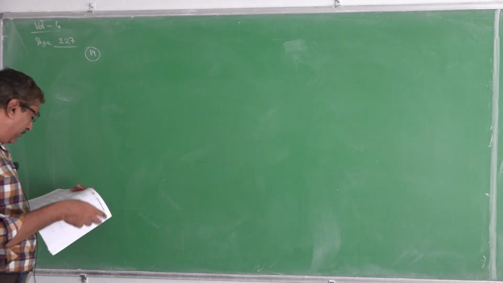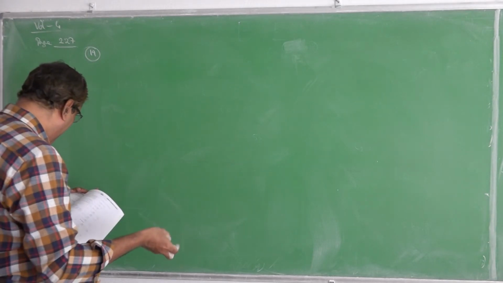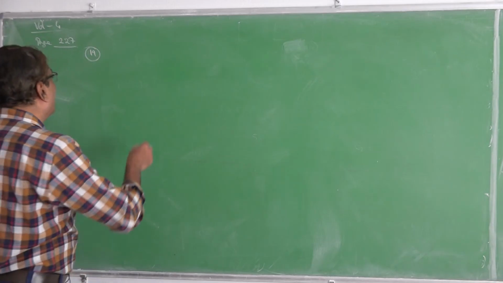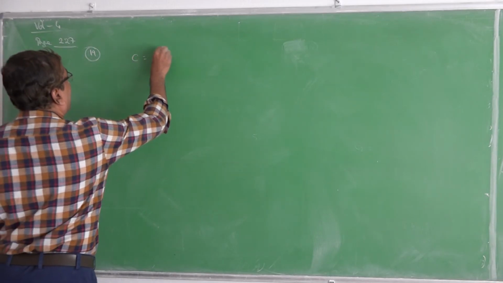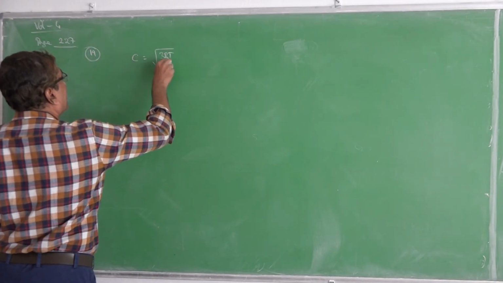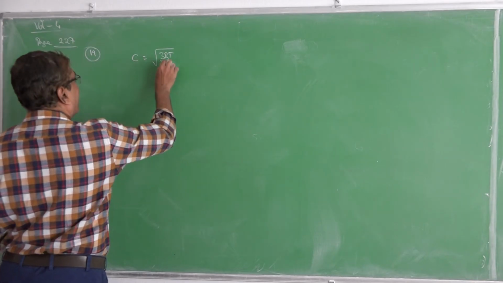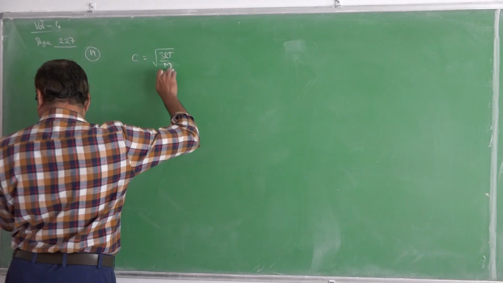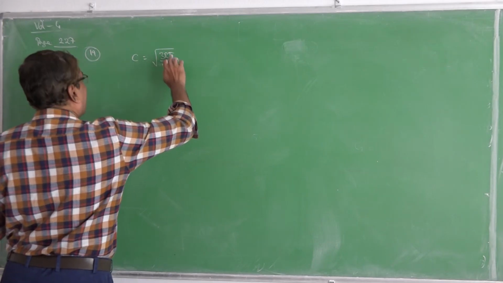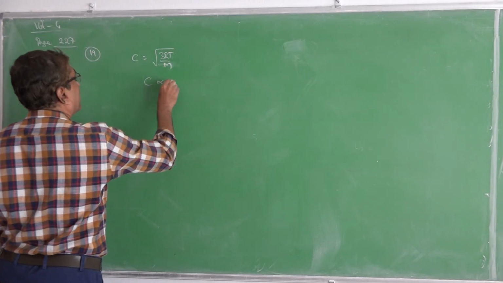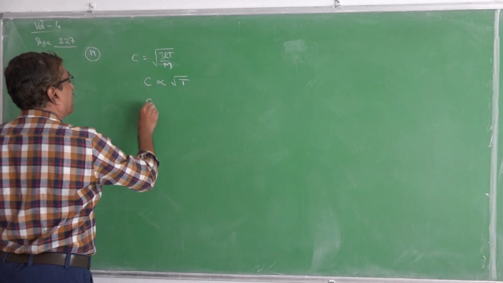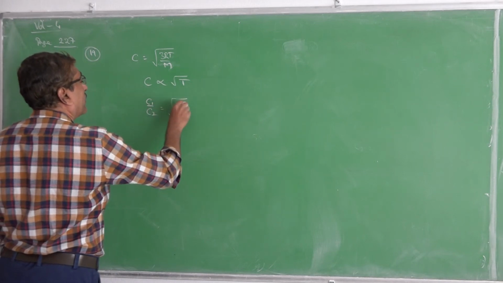Okay, temperature, constant pressure, only temperature changes. C is equal to root of 3RT by M, we have this relation. Here it is the same gas molecule, but the temperature is changed. So C is proportional to root T. So C1 by C2 is equal to square root of T1 by T2.